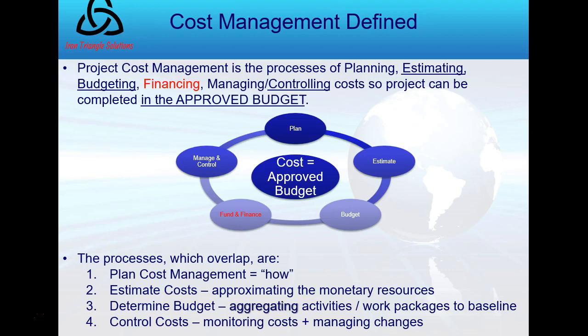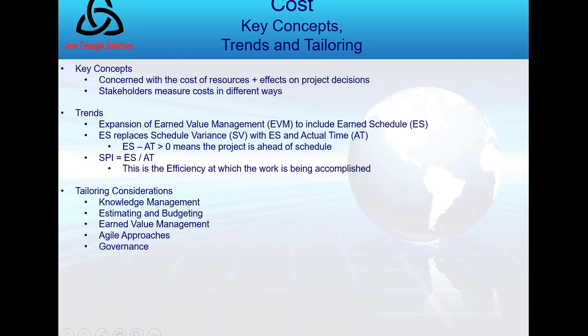So there we are. Here are the 4 processes. We're going to plan cost management, which is still how I'm going to do costing. We're going to estimate cost, determine the budget, which is going to give me my baseline. And I'm always about control costs. Okay, so let's jump into it.